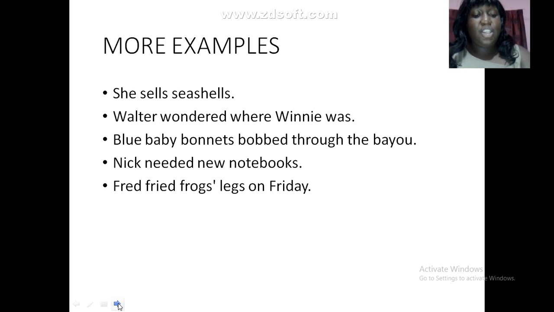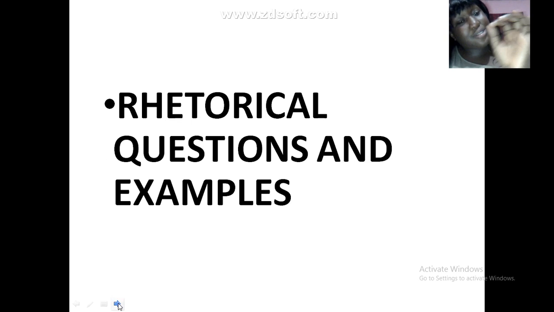Nick needed new notebooks. Fred fried frogs' legs on Friday. If you see this one, there are two sounds here. Fred, fried, and so you can just say fr sound. You put fr in the brackets and underline them. Are you getting that? Alliteration, it's basically consonant sounds.